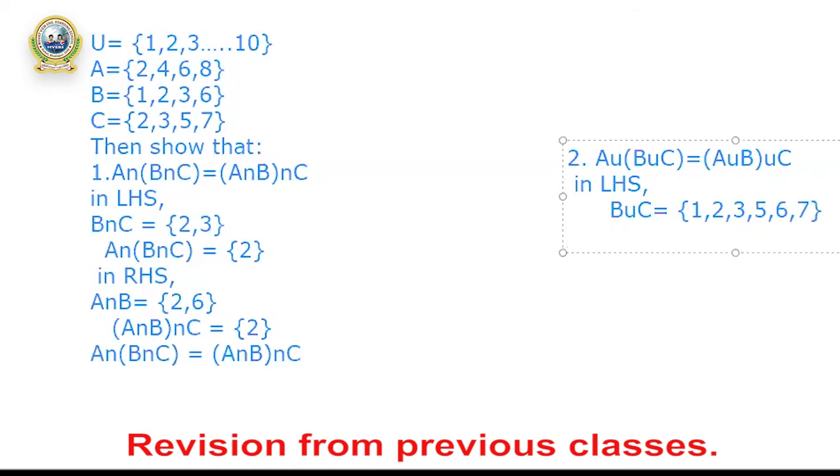Now, since we already have A, and we now have B union C, can you please list the members for the set A union B union C? Yes, sir. 1, 2, 3, 4, 5, 6, 7, 8. Very good. Thank you.